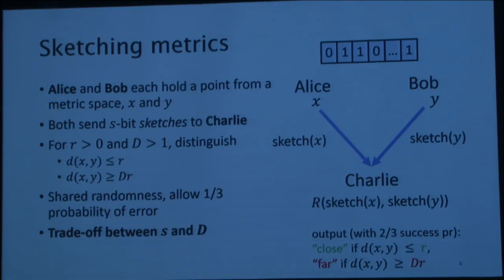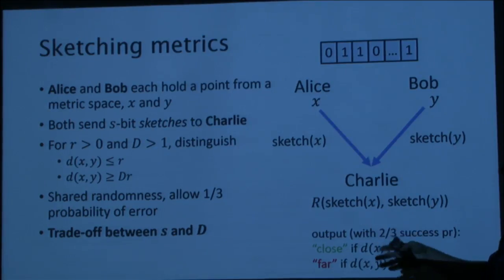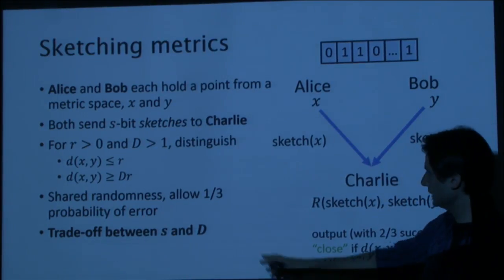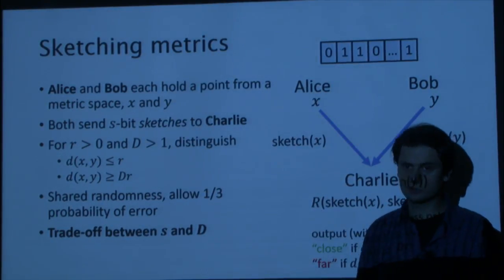And let me show how to apply this for similarity search. But the general question here is: given a metric, what is the best trade-off we can obtain between S, the number of bits that each of these takes, versus D, the approximation?